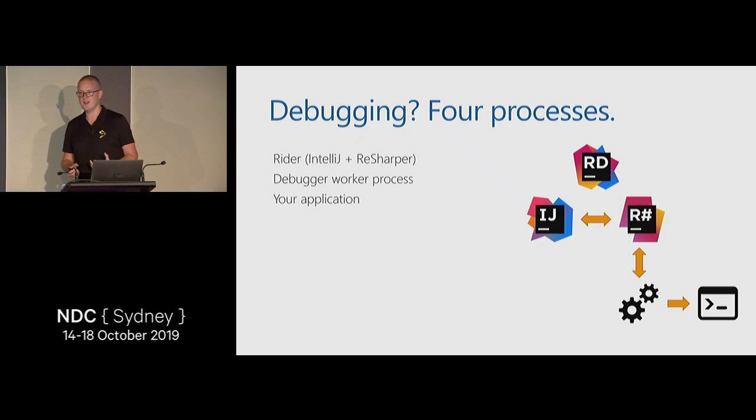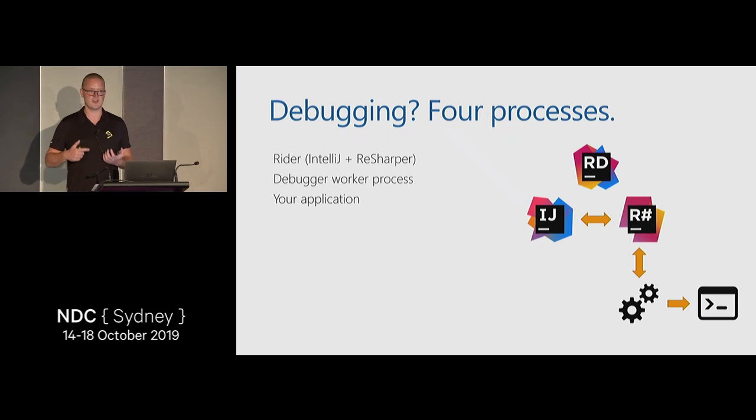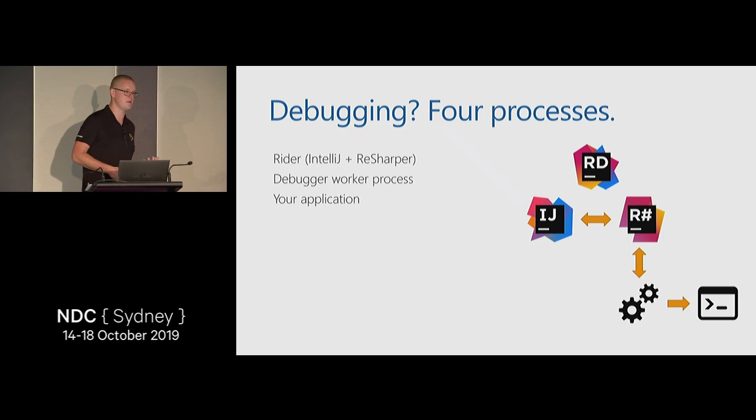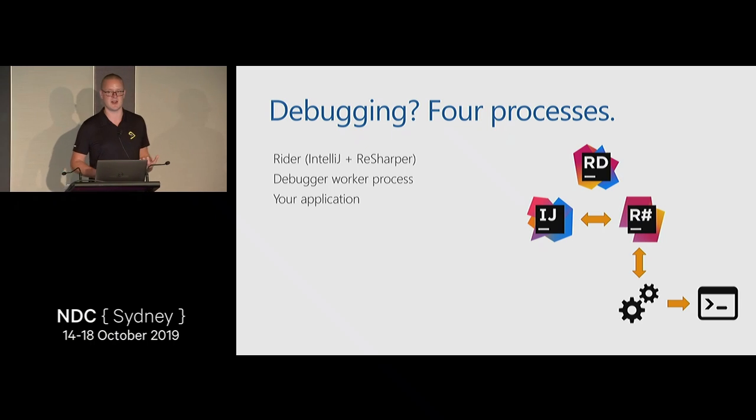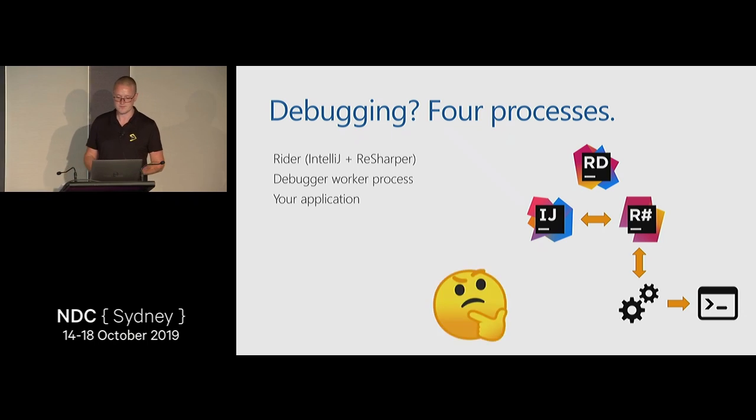But second of all, if for some reason your application crashes or makes the debugger crash, you don't take the entire ReSharper host down. Your debugging session will stop, but everything else will still be working. We don't crash your entire working environment if the debugger fails in this case. So we get 4 processes for debugging.